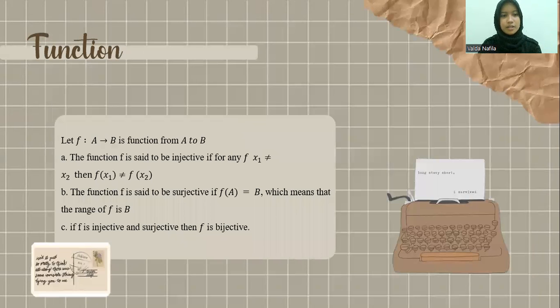Okay, function. Let f: A to B be a function from A to B. Function f is said to be injective if for any x1 not equal x2, then f(x1) not equal f(x2). The function f is said to be surjective if f(A) equal B, which means that the range of f is B. And if f is injective and surjective, then f is bijective. Okay, next.